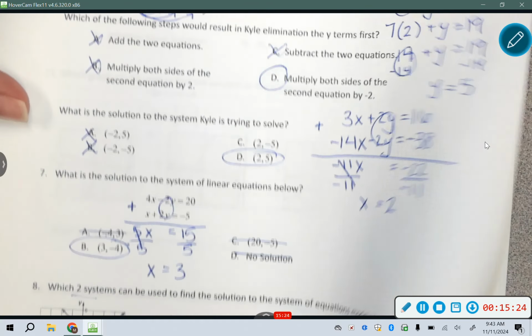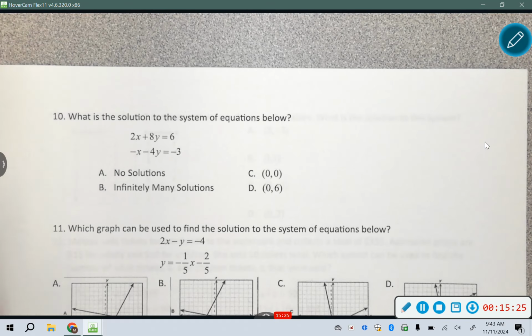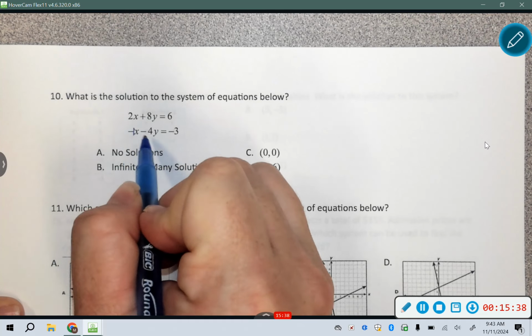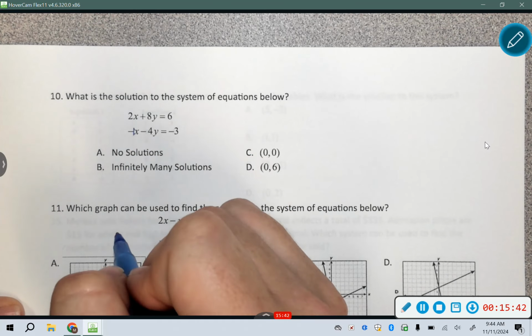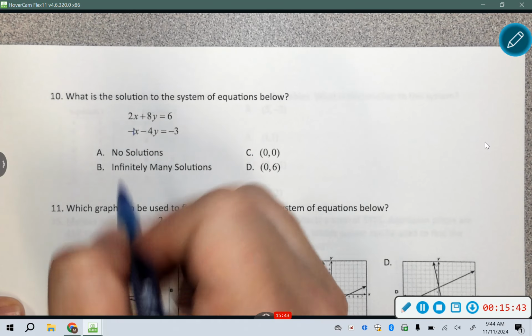Okay, let's look at number 10. 10 says, what is the solution to the system of equations below? So right away, I see that it is both in standard form, so I can use elimination. However, I don't have a zero pair. So this is technically 1, this is 4. So remember, we start with our smallest. Can 1 turn into 2? Yes, by multiplying by 2. And it's already negative, because to cancel a positive 2, I need a negative 2. So I'm going to multiply by 2.